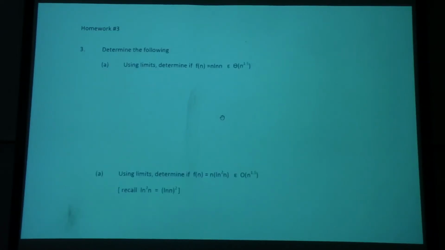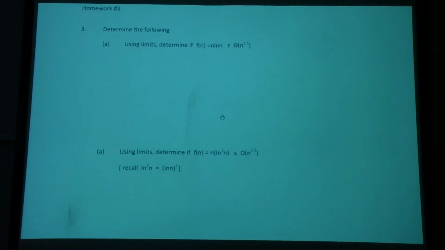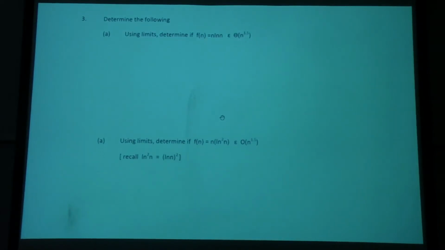Okay. Problem number 3. So now I want you to determine the following. So we have 2 parts, A and A prime. Using limits, determine f of n if f of n, n log n, is an element of theta n to the 1.5 power. What's the 1.5 power? That's 3 over 2. Right? 3 over 2 power. So what is this? This is 1 power times log n.